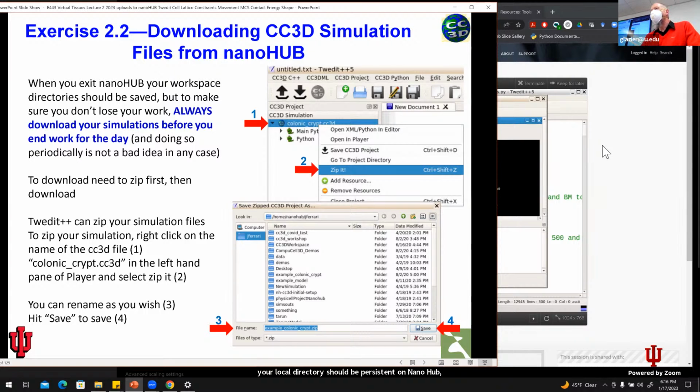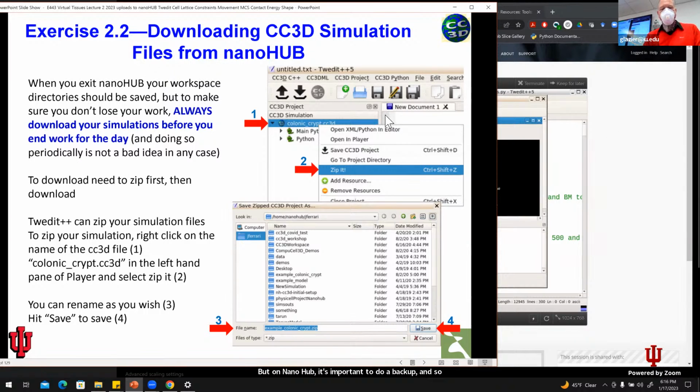And so when you write code on nanoHUB, I strongly recommend that before you end a session, you download whatever you did. Obviously, if you're using your local machine, you do whatever you normally do in terms of backups. I encourage you to version your software a lot. But on nanoHUB, it's important to do a backup. And so let's go to Twittit.